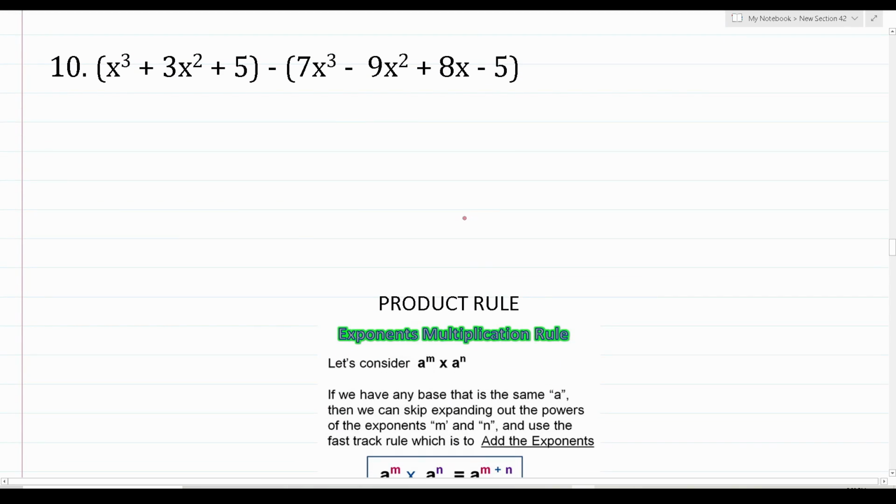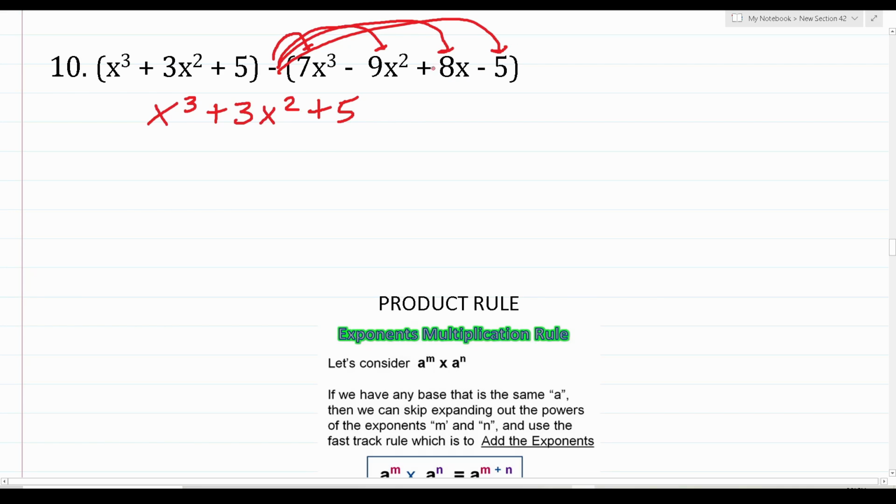All right, so our last problem is a little more challenging insofar as we're taking a trinomial and subtracting it by a quadrinomial, that is a 4-term polynomial. So the process is the same. Drop the first set of parentheses. This becomes x to the third plus 3x squared plus 5. Take our negative and distribute it accordingly. So we're going to distribute it here, here, here, and here.